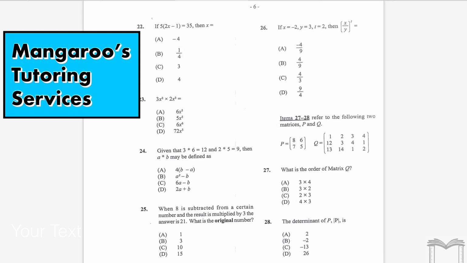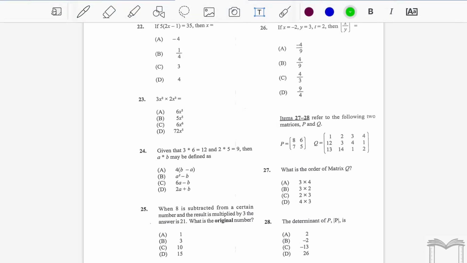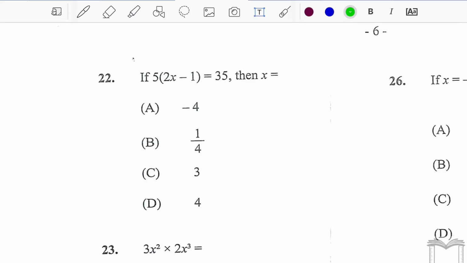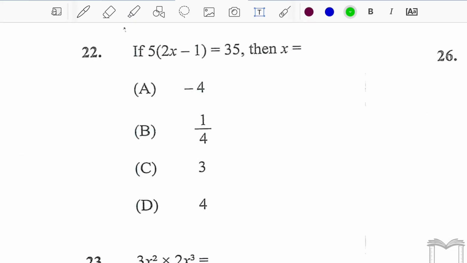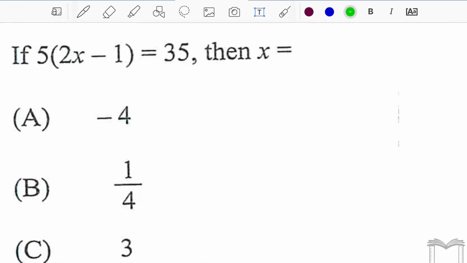You can now attempt number 22 to number 28. Number 22. If 5, open brackets, 2x minus 1, close brackets is equal to 35, then x is equal to. So this is simple algebra. So let's work it out.